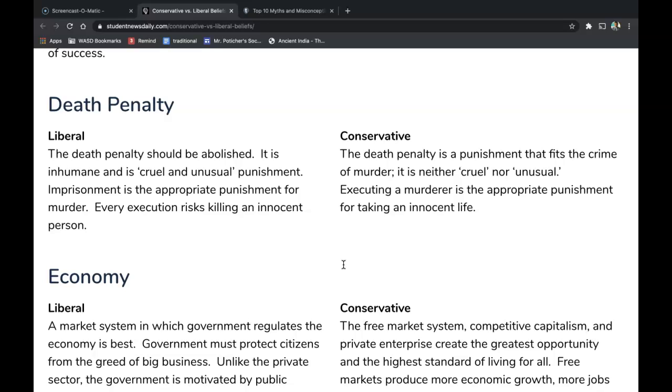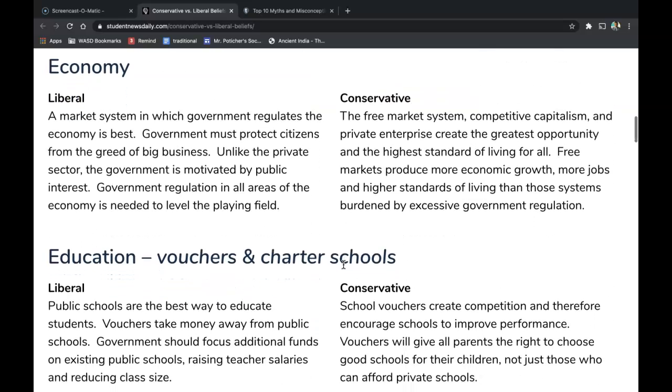On the issue of the economy, liberals might say that a market system in which government regulates the economy is best. Government must protect citizens from the greed of big business. Unlike the private sector, the government is motivated by public interests. So government regulation in all areas of the economy is needed to level the playing field.